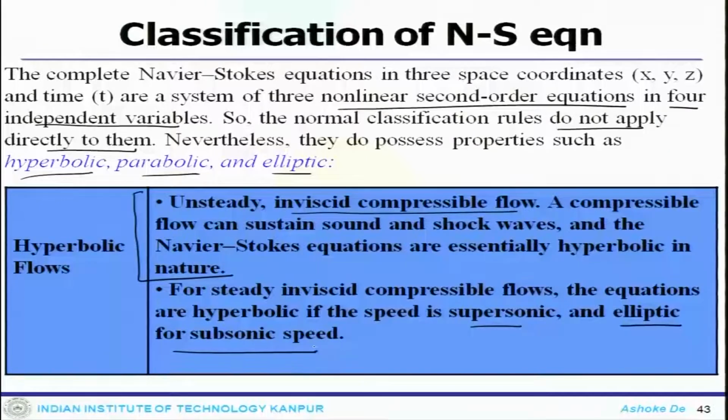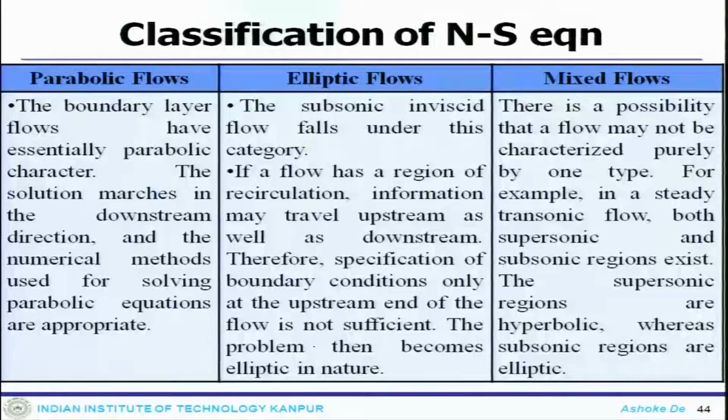So even inside the Navier-Stokes equations, if you look at the different conditions, the solutions are quite condition dependent. That is another challenge while solving the Navier-Stokes system. Now some examples of parabolic, elliptic and mixed flows pertaining to the application of the Navier-Stokes equation. If you look at parabolic flows, the boundary layer flows have essentially parabolic character. The reason is that the solution marches in the downstream direction and the numerical methods used for solving parabolic equations are also appropriate.